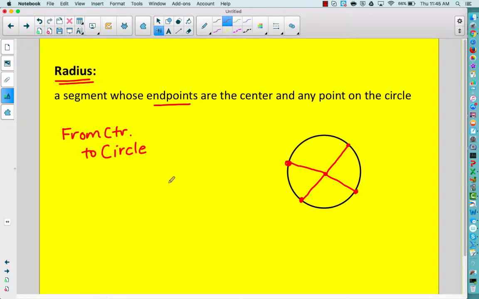The big thing for us to know is that all radii, R-A-D-I-I, all of them are congruent. No matter where I draw them, they are congruent, and you're going to have to be looking for radiuses in very weird places that don't look like radiuses, but they are. But it has to come from that center.